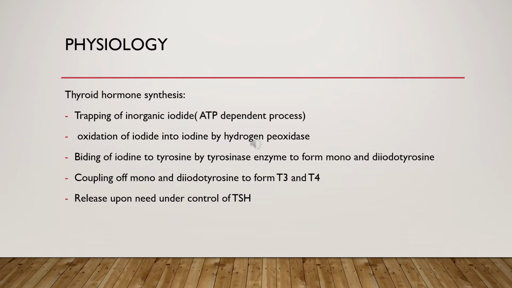Thyroid hormone synthesis starts by trapping of inorganic iodide. It occurs under the effect of an ATP-dependent process. Then oxidation of iodide into iodine by hydrogen peroxidase. Binding of iodine to tyrosine by the peroxidase enzyme to form mono- and diiodotyrosine. Coupling of mono- and diiodotyrosine to form T3 and T4, then release upon the need under the control of TSH.